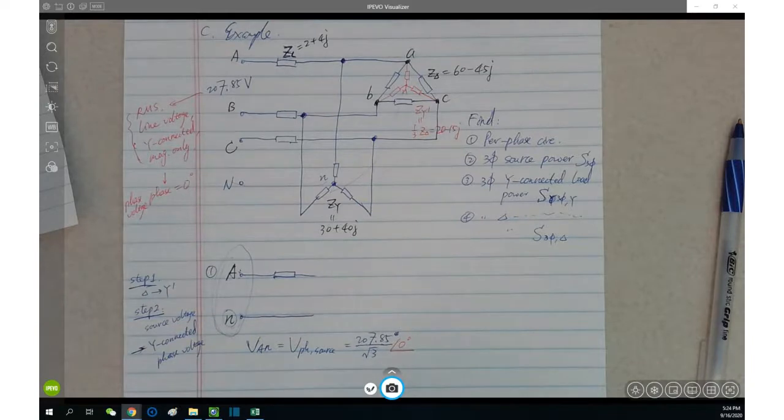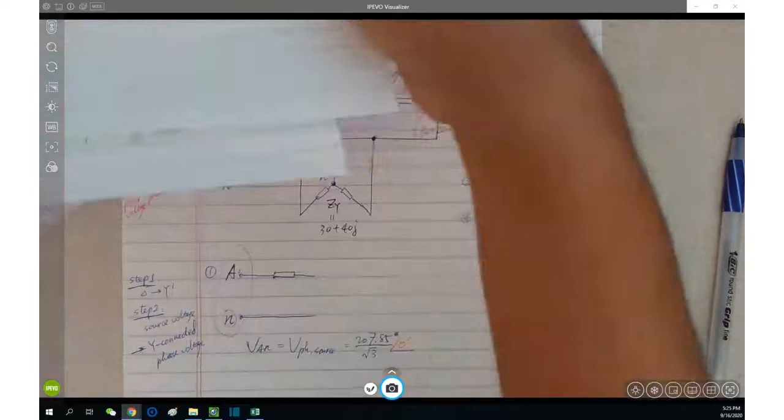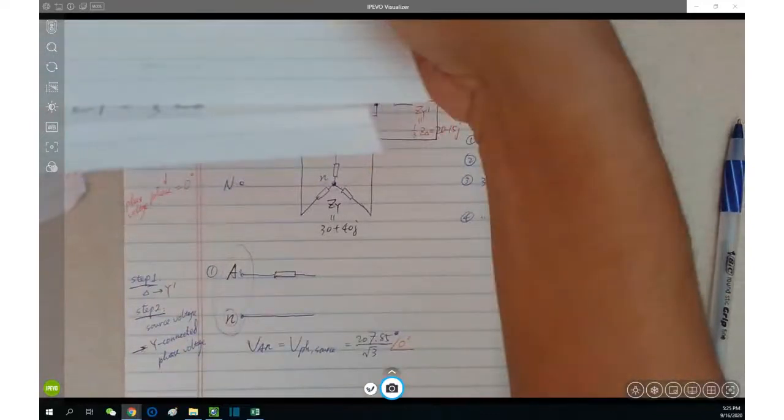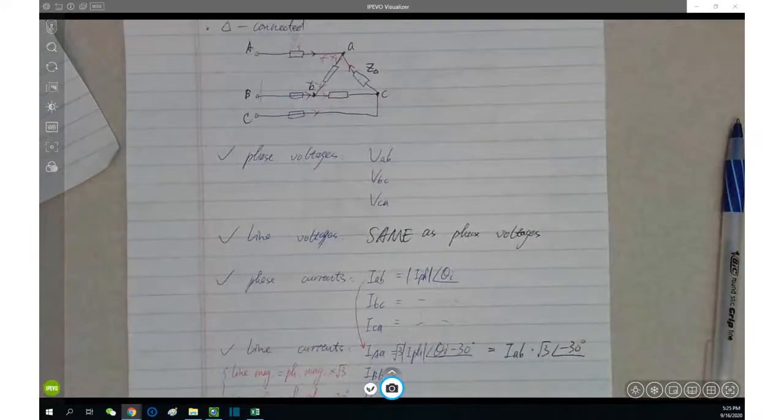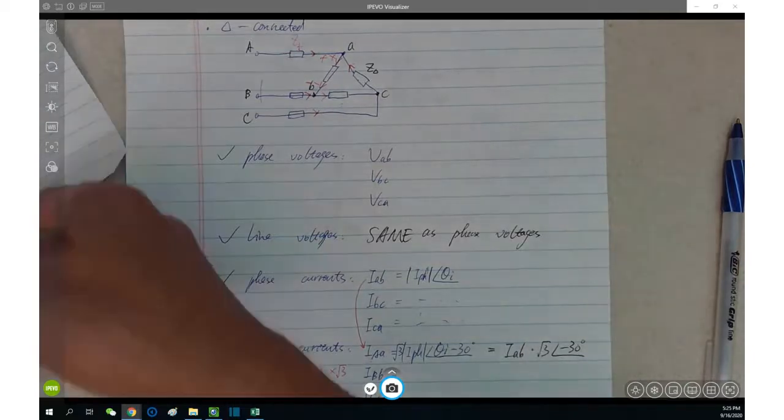Quick question. Yeah, sure. Right after the delta connected, we wrote phase voltage VAB, VBC, VCA. Let me find that page. So, here. Okay, go ahead. Is that going to be similar to the Y's line voltage? You are talking about this particular example or general? General. What do you mean by similar? One more page where you have the Y connected. Here.